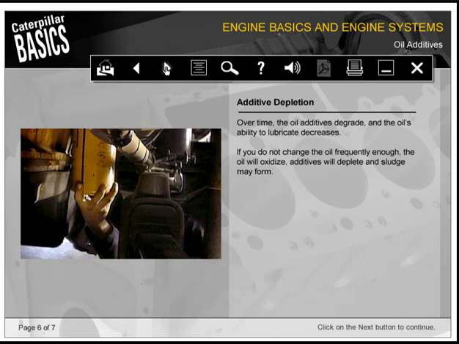Over time, the oil additives degrade, and the oil's ability to lubricate decreases. If you do not change the oil frequently enough, the oil will oxidize, additives will deplete, and sludge may form.